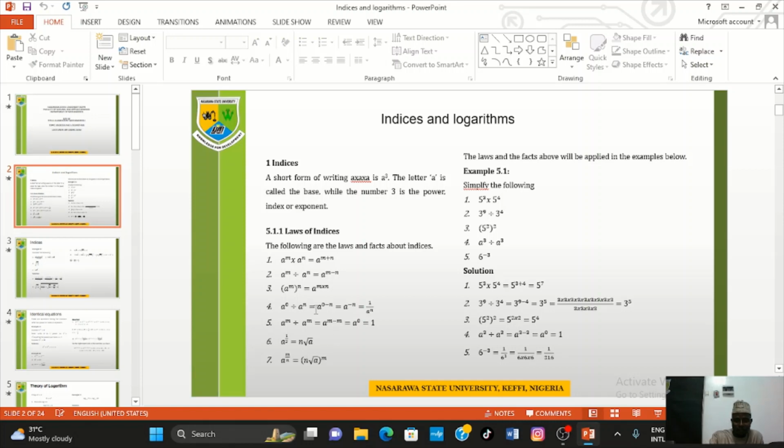So with these 7 laws, you will have them at the back of your mind, so that when an example is given for you to solve or to simplify any given indices, you recall the laws according to the nature of the example and apply them to get your result. Now, the laws and facts above will be applied in the following examples.